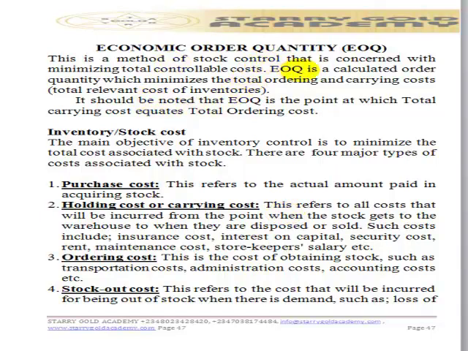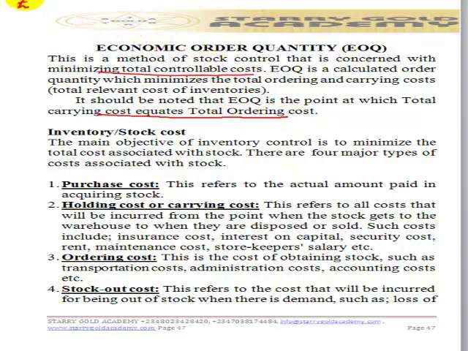So let's take this part of the inventory control, starting with the economic order quantity, EOQ. This is a method of stock control that is concerned with minimizing the total controllable cost. The EOQ is a calculated order quantity which minimizes the total ordering and carrying cost, which is the total relevant cost of inventories. It should be noted that the EOQ is the point at which the total carrying cost equates total ordering cost.